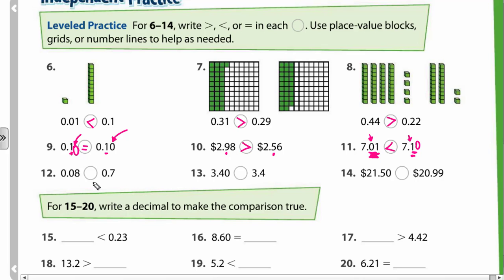0.8. This is 0.08 or 8 hundredths. And this is 0.7 or 7 tenths. So, it's going to be least because 0.7 only has 1 digit to the right, 1 digit. And 0.08 has 2 digits, hundredths. So we can add 0 here, and simply we see that.